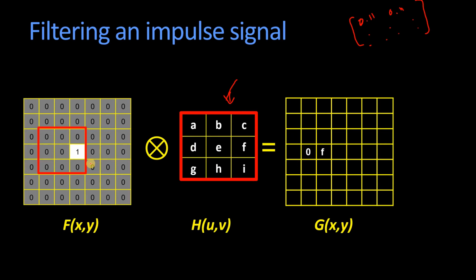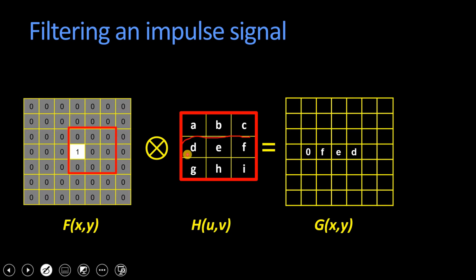For the first value, the output is f. Now I move the window. This time the 1 will be multiplied with e, and the result will come over here, so it becomes e. Next time I move the window, d will be multiplied, and I will see d. So you see the filter has the values d, e, f, and over there the values are f, e, and d. So it's like flipped. You continue like this, and you will see an interesting pattern.